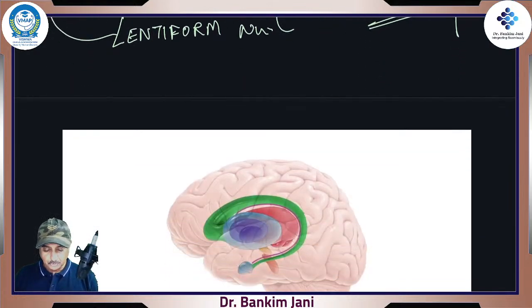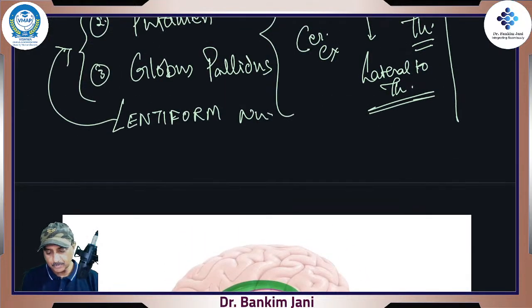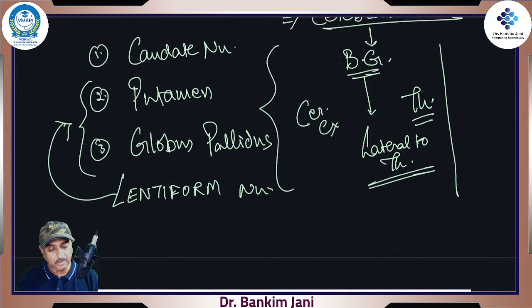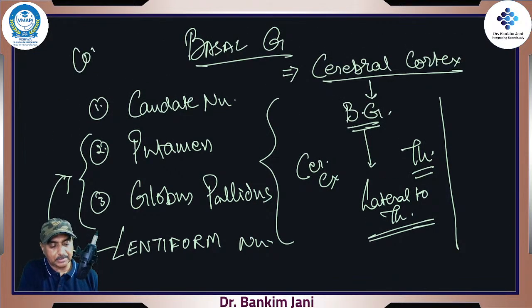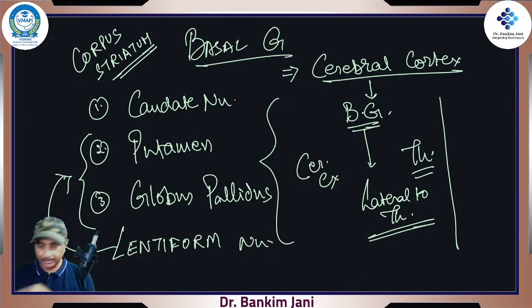All three together are called the corpus striatum. Corpus means body, and striatum means something which is strip-like. So when you look at these nuclei, they are strip-like.